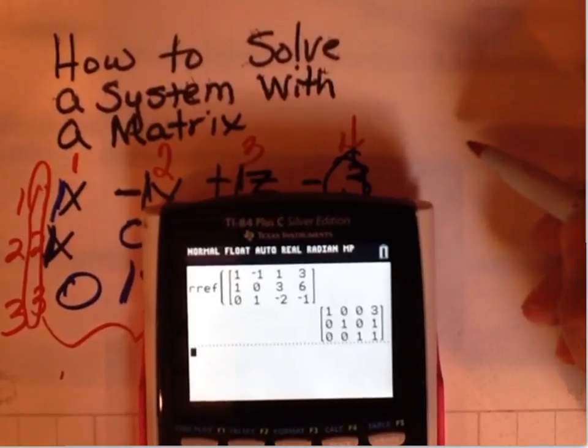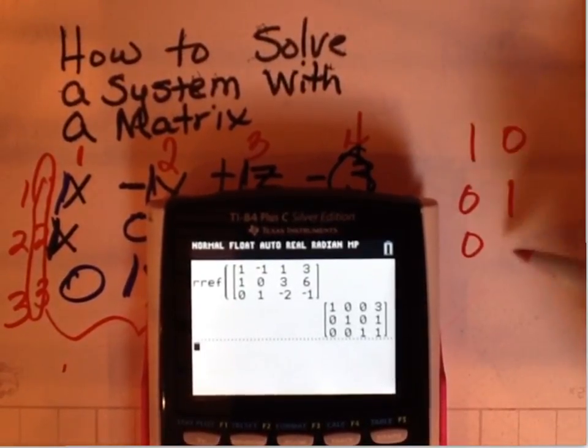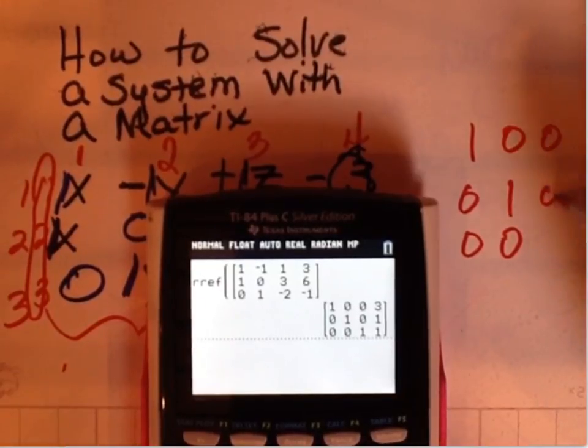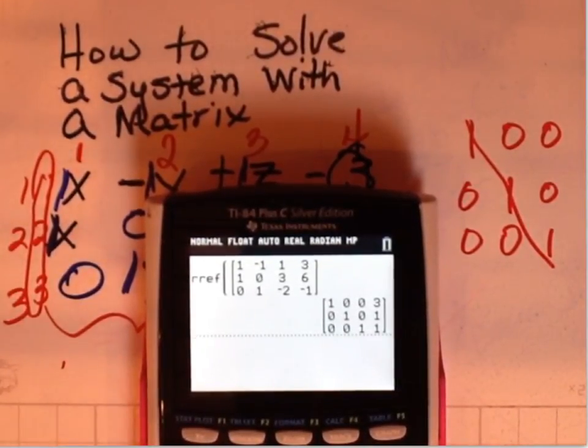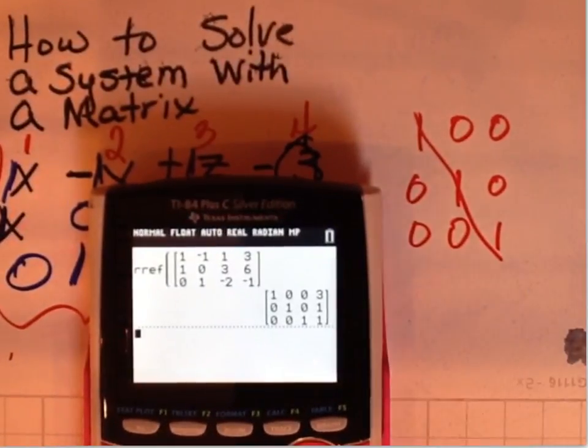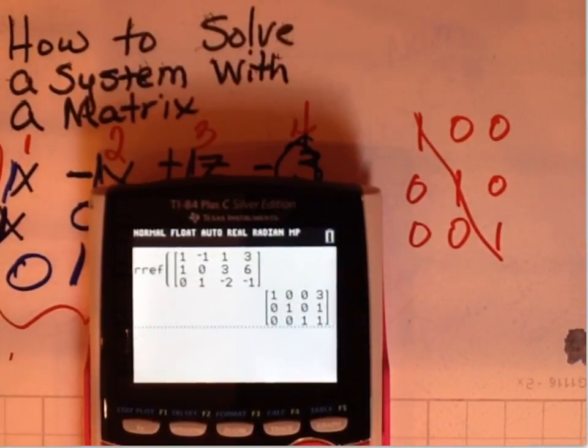Alright, so here is what it has to be in this format. You have to have these numbers, 1s along the diagonal here, for you to get an answer. If you don't have 1s along that diagonal, if you have other numbers in there, your answer is either infinite solutions or no solutions, one or the other.